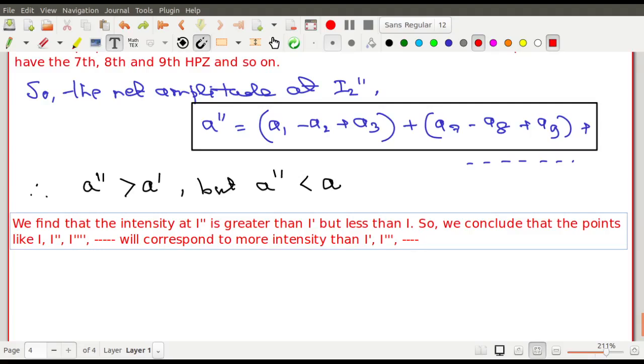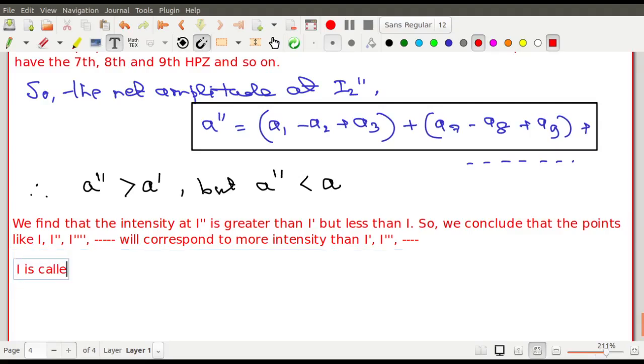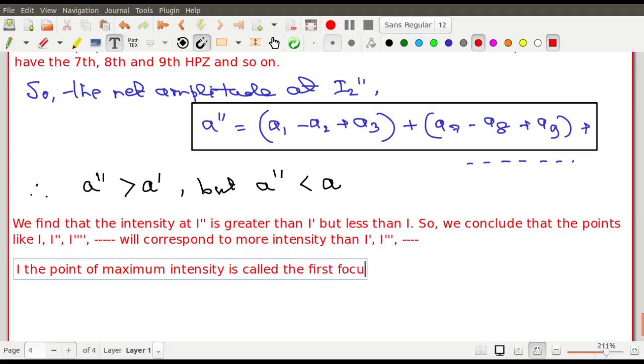Okay, right? That is why I is called the point of maximum intensity. The point of maximum intensity is called, what should I call it, the first focus of the zone plate. It's called the first focus of the zone plate.